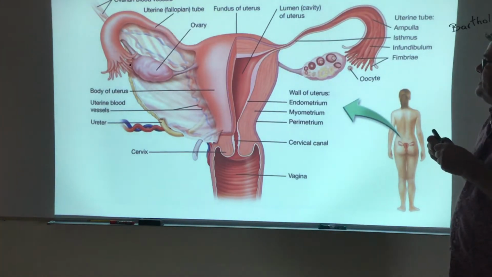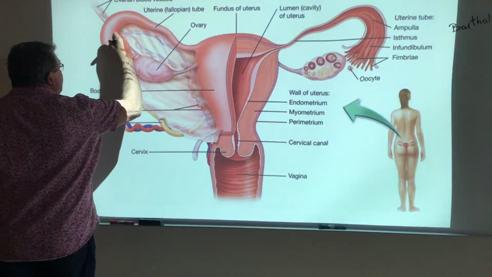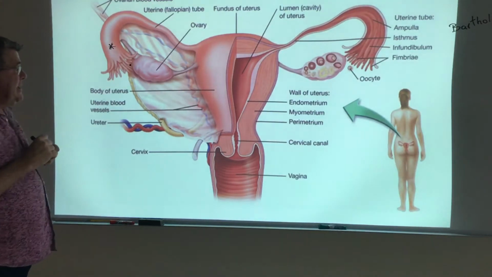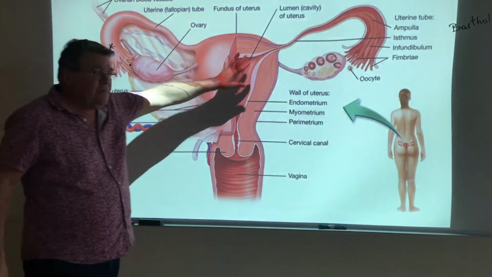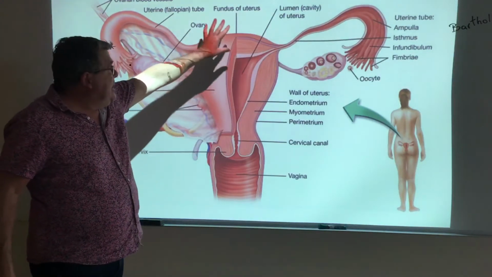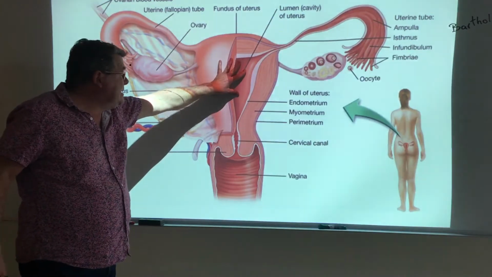Fertilization takes place way up here. It doesn't take place in the uterus. So let's talk about the uterus for a minute, some of the anatomy, and we'll work our way from the internal genitalia to the external.